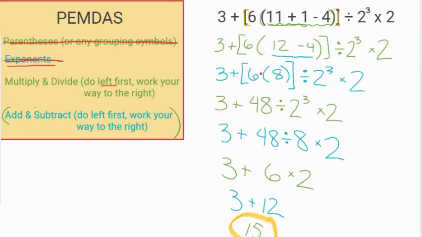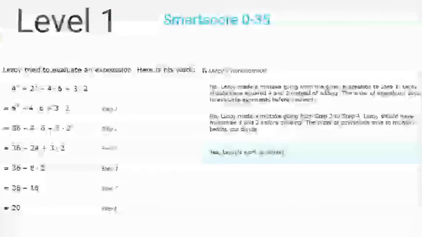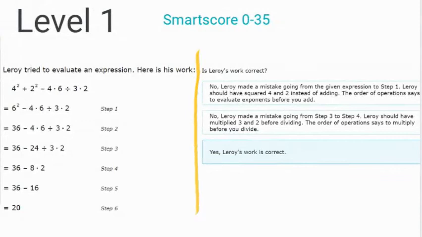All right, let's take a look at a level 1 type problem here. So here's Leroy's work. Leroy tried to evaluate an expression. Here's his work. And maybe this is kind of a separation right here. And then we have 3 possible answers. So you can see it's clear that he did this in 6 steps.